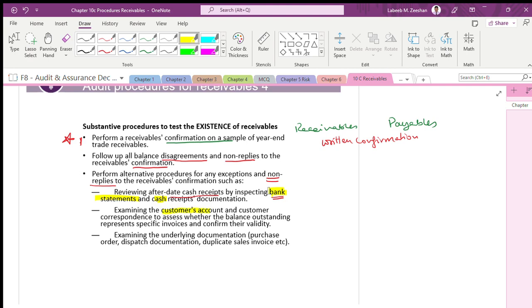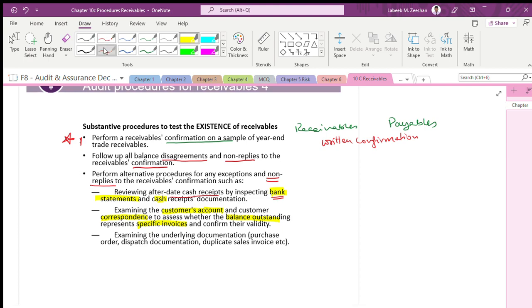First you have to take bank and cash. Then you have to take what? The customer's account. Is there any correspondence with the customers about whether the balance is outstanding or not? That's very simple. At the second stage, take the customer's account. Check any correspondence with the customers about the balance outstanding, and if there is anything with respect to specific invoices.